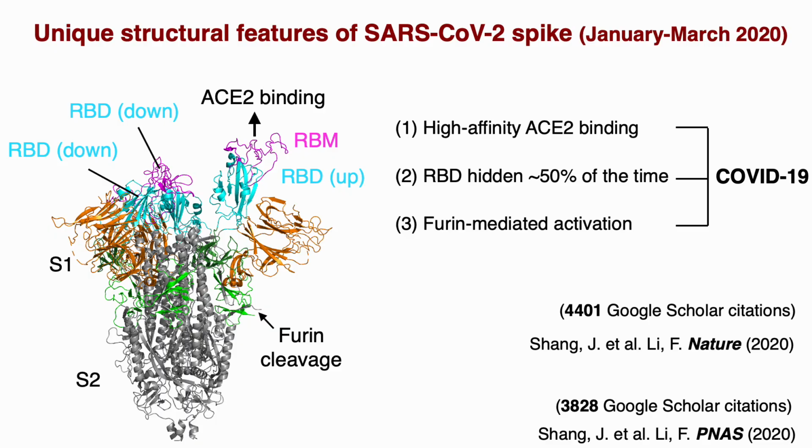For SARS-CoV-2, the RBD is hidden about 50% of the time. This allows the virus to balance infectivity and immune evasion. Third, a human protease called furin cleaves the SARS-CoV-2 spike protein. These 3 mechanisms allow SARS-CoV-2 to spread widely, causing COVID-19. All of these findings are now widely accepted in virology.